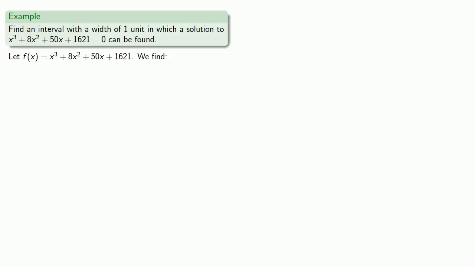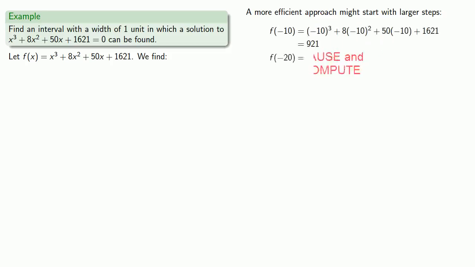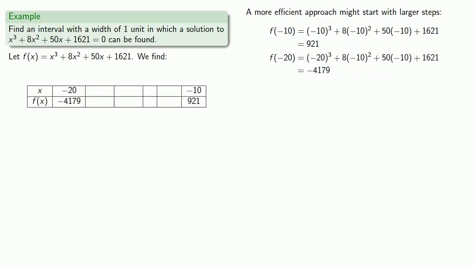While this works, it's worth remembering that all human progress comes from somebody asking, isn't there a better way of doing this? And so one way we might do this is we might start with larger steps. So instead of evaluating f of negative 1, negative 2, negative 3, and so on, maybe I evaluate f of negative 10 and f of negative 20. And so my Goldilocks principle says negative 10 is too big, negative 20 is too small, so I know that I'll hit 0 for something in between negative 20 and negative 10.